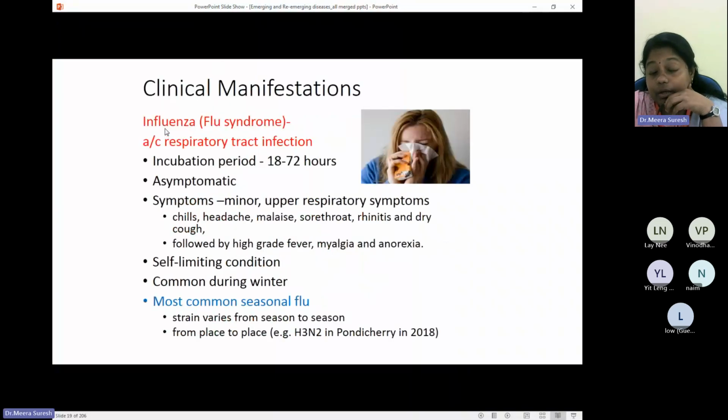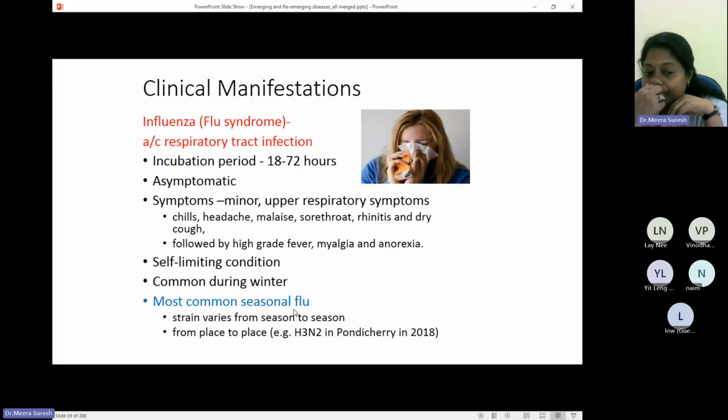The clinical manifestation, we call it influenza or flu syndrome, an acute respiratory tract infection, where the incubation period is very short, like 18 to 72 hours. Sometimes it will be asymptomatic, and if at all symptoms are there, it will be minor upper respiratory symptoms: chill, headache, malaise, sore throat, rhinitis, dry cough, etc. And it will be followed by high grade fever, myalgia, anorexia. It's a self-limiting condition, meaning even if we treat or do not treat, in most cases it won't go into that much complication. It will reduce by itself, and it most commonly happens during winter.